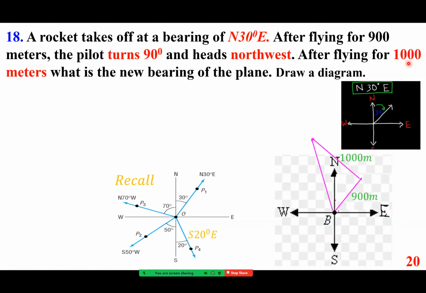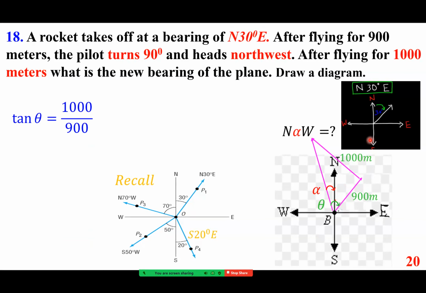Now, what is the new bearing? Now, take a look at this one. If we call this alpha, everybody, the new bearing is north alpha west. So all you have to do is find alpha. And bear in mind, we know this one to be 30 degrees. So this angle, if we find it, then alpha would be whatever we have minus 30 degrees.